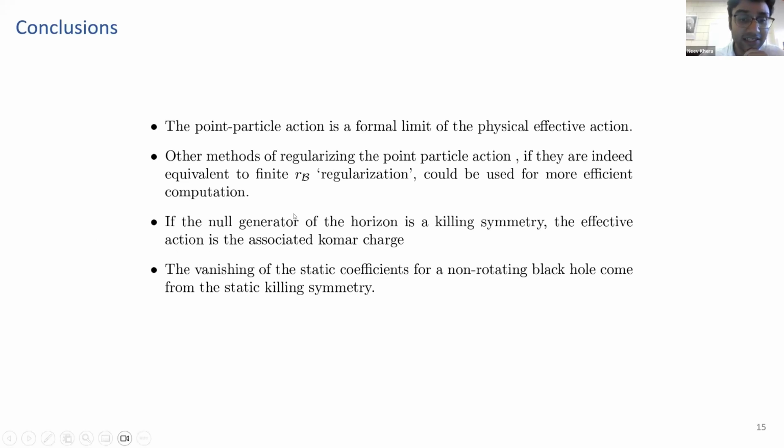If the null generator of the horizon is a Killing symmetry, right? So if there's the static Killing vector which is preserving the horizon of the black hole, then the effective action is given by the associated Komar charge, which is the mass. So it's only going to be the mass term in the effective action, and therefore all of the vanishing coefficients in the action are really just coming from this symmetry.